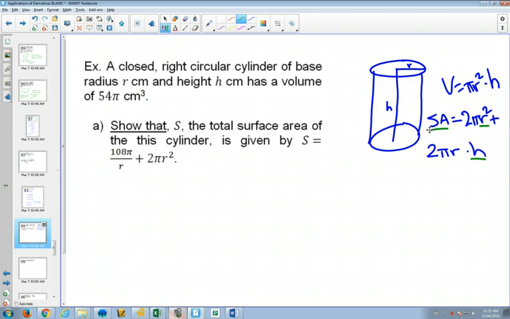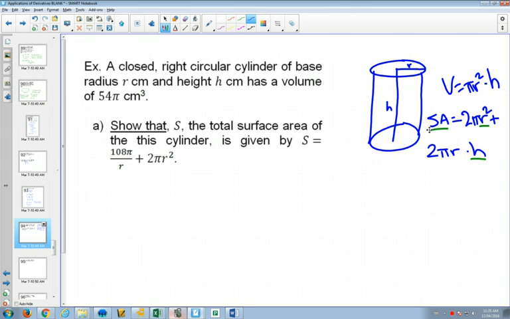So what we're going to do in part A, it's leading you to say, could you rewrite your surface area formula that you have right here so that the height is gone? So it looks like this. Because if you can do that, then you can take your derivative and then you can find things nicely. So how do we go about doing that?